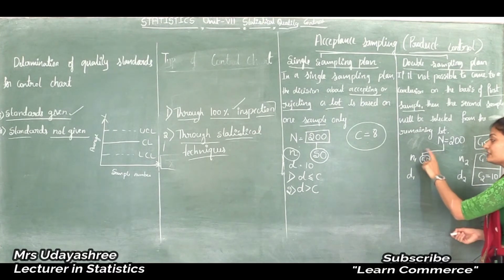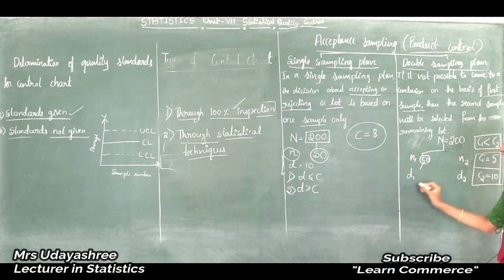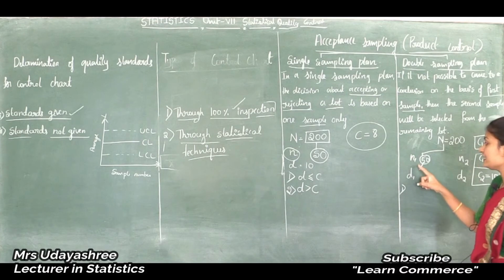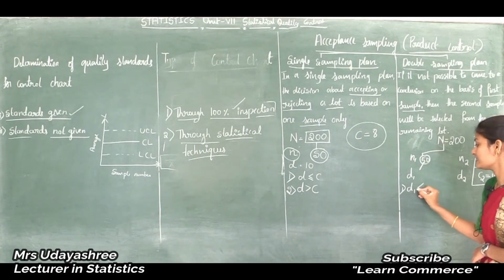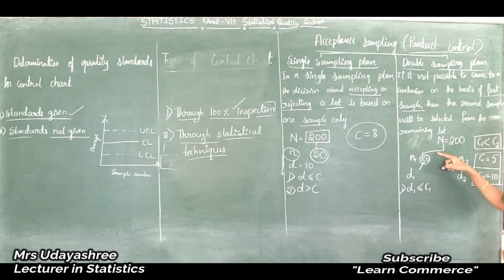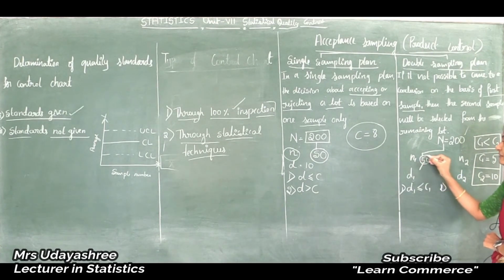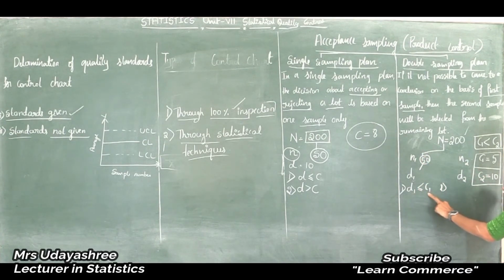After examining each and every sample, if I get defectives like this, the first procedure is: if D1 is less than or equal to C1, then the entire lot is accepted, and these defectives are replaced by good ones. And if I get it like this, after examining each and every sample, D1 less than or equal to C1, in the sense what?